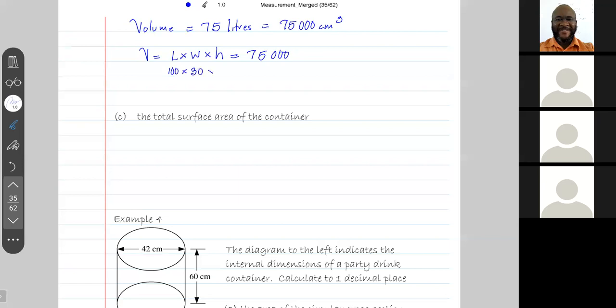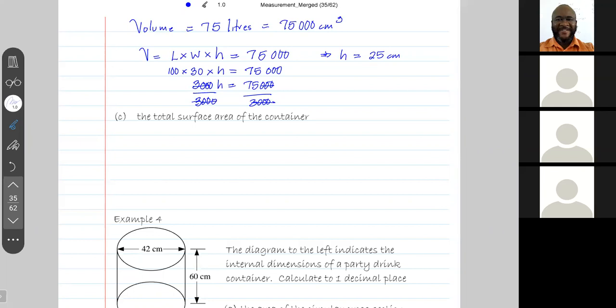What we don't know is the height of the water, but we know when you multiply all three together, you're going to get what? 75,000. This is 3,000 H is equal to 75,000. If I divide both sides by 3,000, H would be equal to 25 centimeters. The height of the liquid in the container is 25 centimeters.